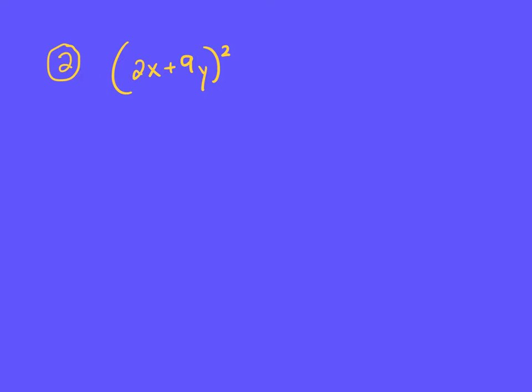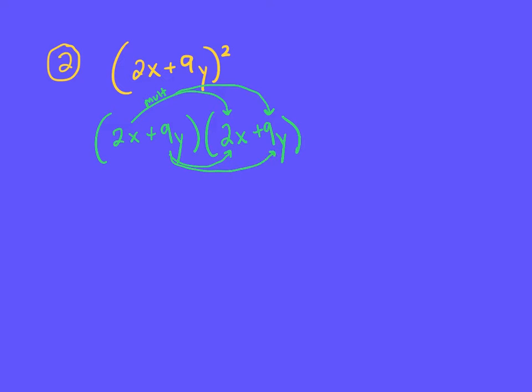Number 2, 2x plus 9y squared. Same idea here. 2x plus 9y. We're going to take it times itself. And then distribute the 2x. That's multiplication, by the way. Same with the 9y, multiplying it times both things in the second parentheses.